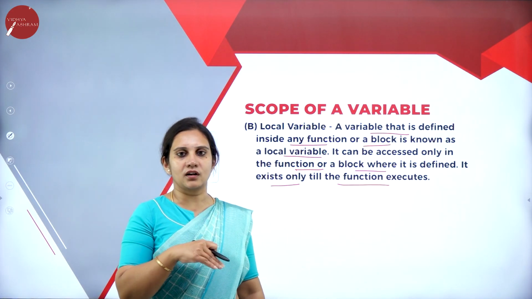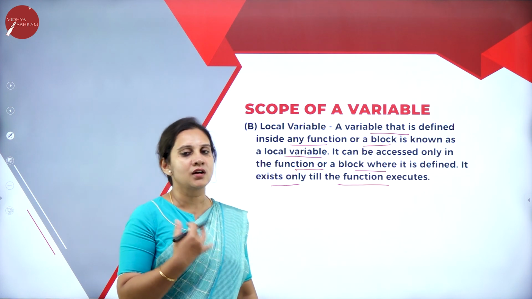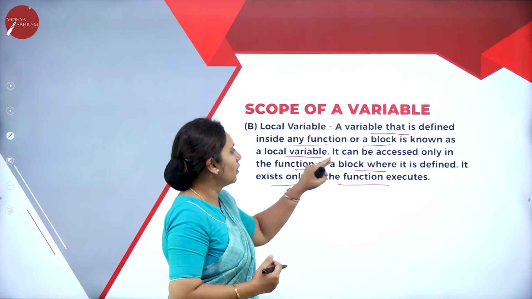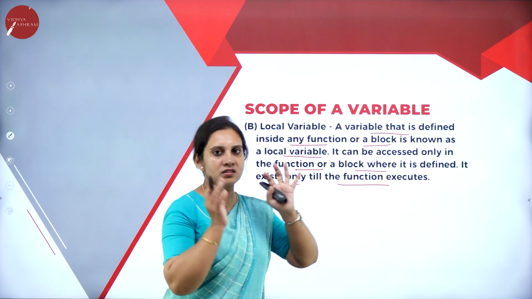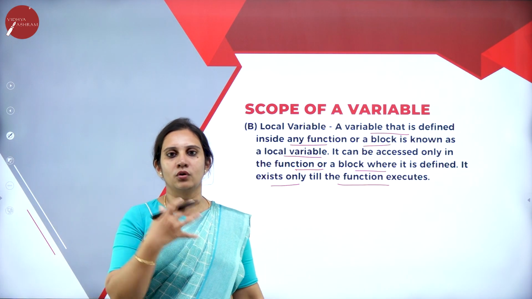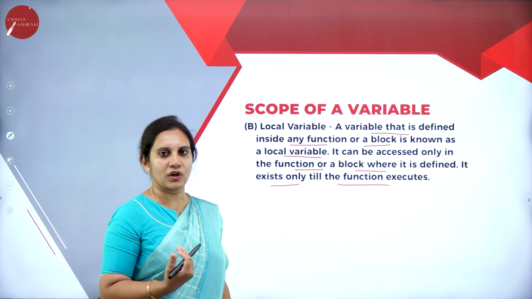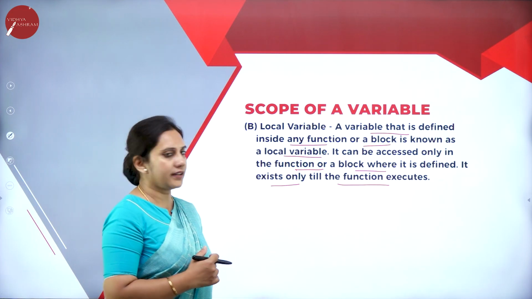But what happens in a global variable? It can be accessed everywhere, anywhere in the program. But here, only within that block where it is defined is known as a local variable. So these are the two variables, what we call the scope of a variable.